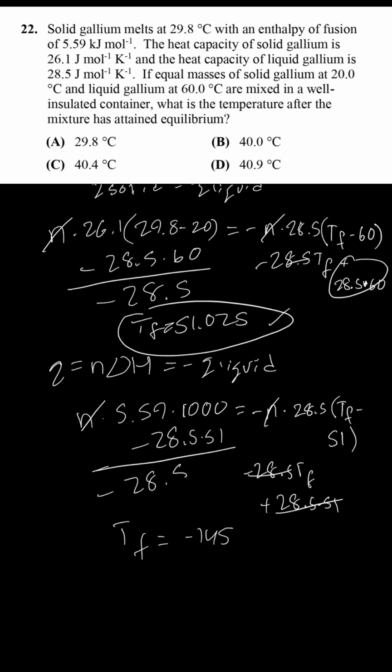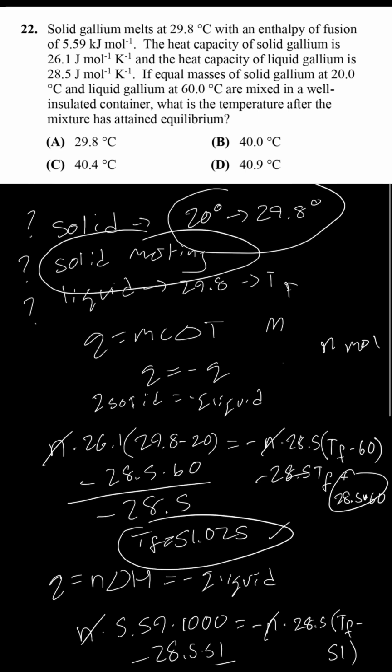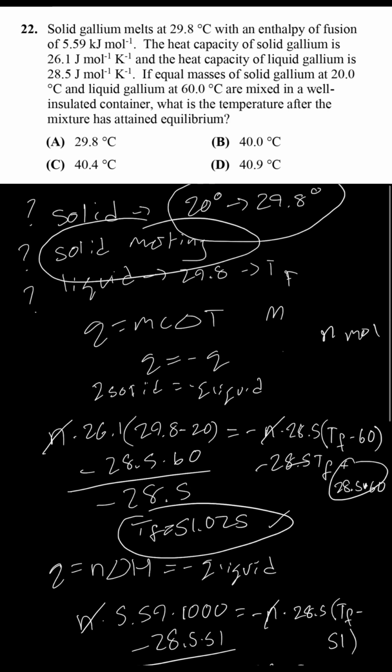This is a nonsensical answer because it cannot go below the temperature of the other substance. That's simply not how heat flow works. So that means there isn't even enough heat to melt all of the solid, and the final temperature at equilibrium will just be the melting point. It'll be in the process of melting. And the answer is A, 29.8 degrees Celsius.